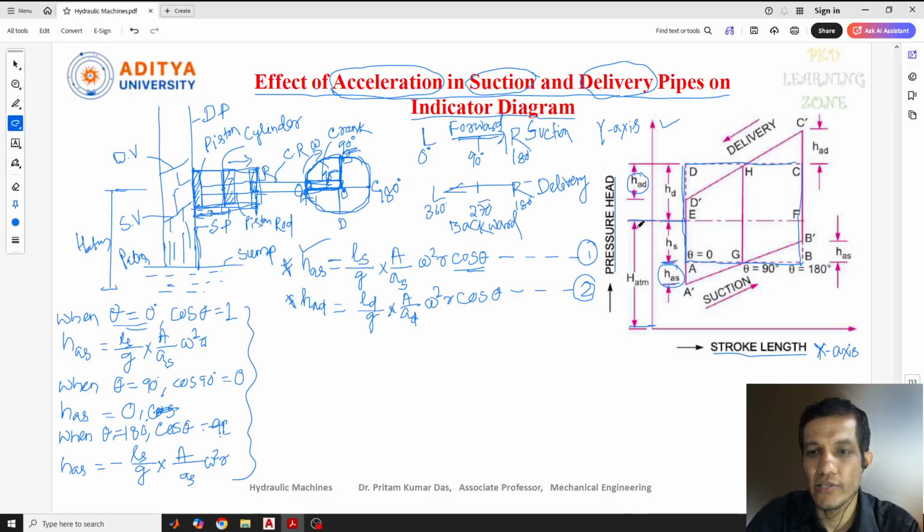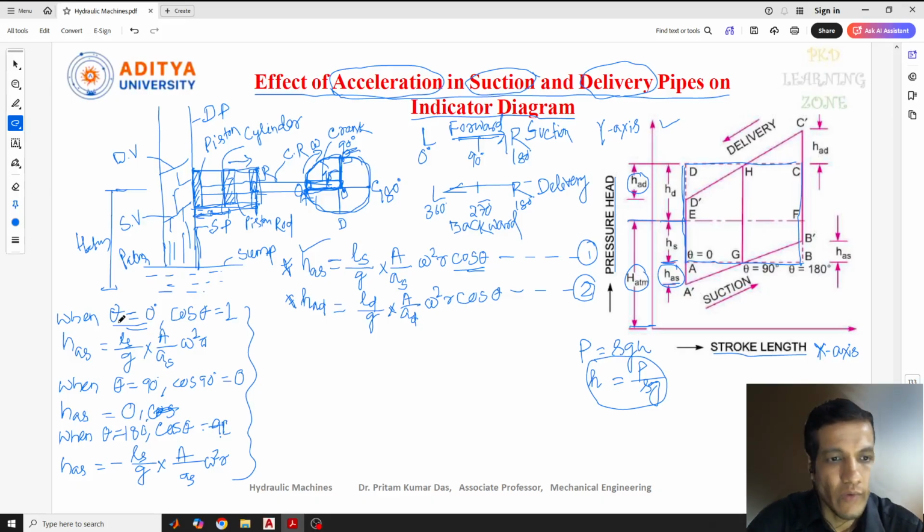This means the total height. So how did we get this value H ATM? We know that P equals rho G H. This is only the pressure value. When you talk about the pressure head, at that time we need to consider H equals P by rho G. So P by specific weight, we can convert into pressure head. So H equals P by rho G. This is the H ATM, in the sense pressure head at the atmospheric condition.